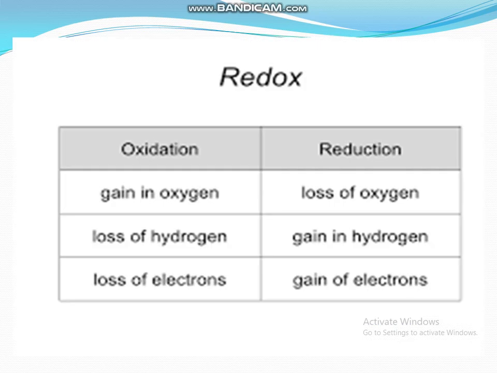As I have told you, there are different definitions for redox reactions, and we are discussing oxidation and reduction in terms of gain and loss of oxygen and gain and loss of hydrogen. So we can say gain of oxygen is oxidation, loss of oxygen is reduction, loss of hydrogen is oxidation, and gain of hydrogen is reduction. There is another definition for redox reactions, that is loss of electrons is oxidation and gain of electrons is reduction. We will discuss this in the next lecture.